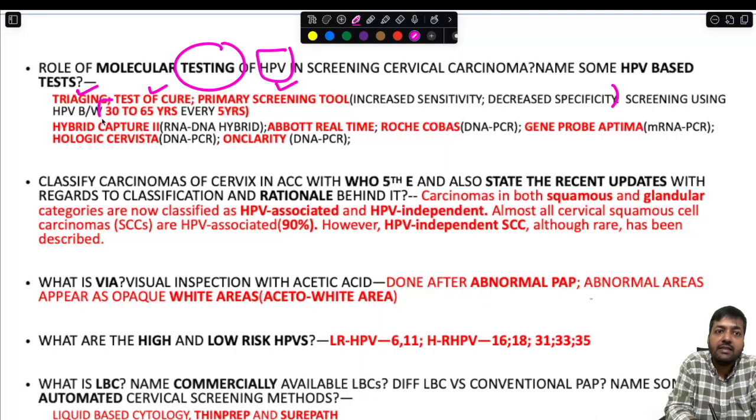Okay, screening using HPV testing is done between 30 to 65 years every 5 yearly. Okay, so screening using HPV is done between 30 to 65 years every 5 yearly.